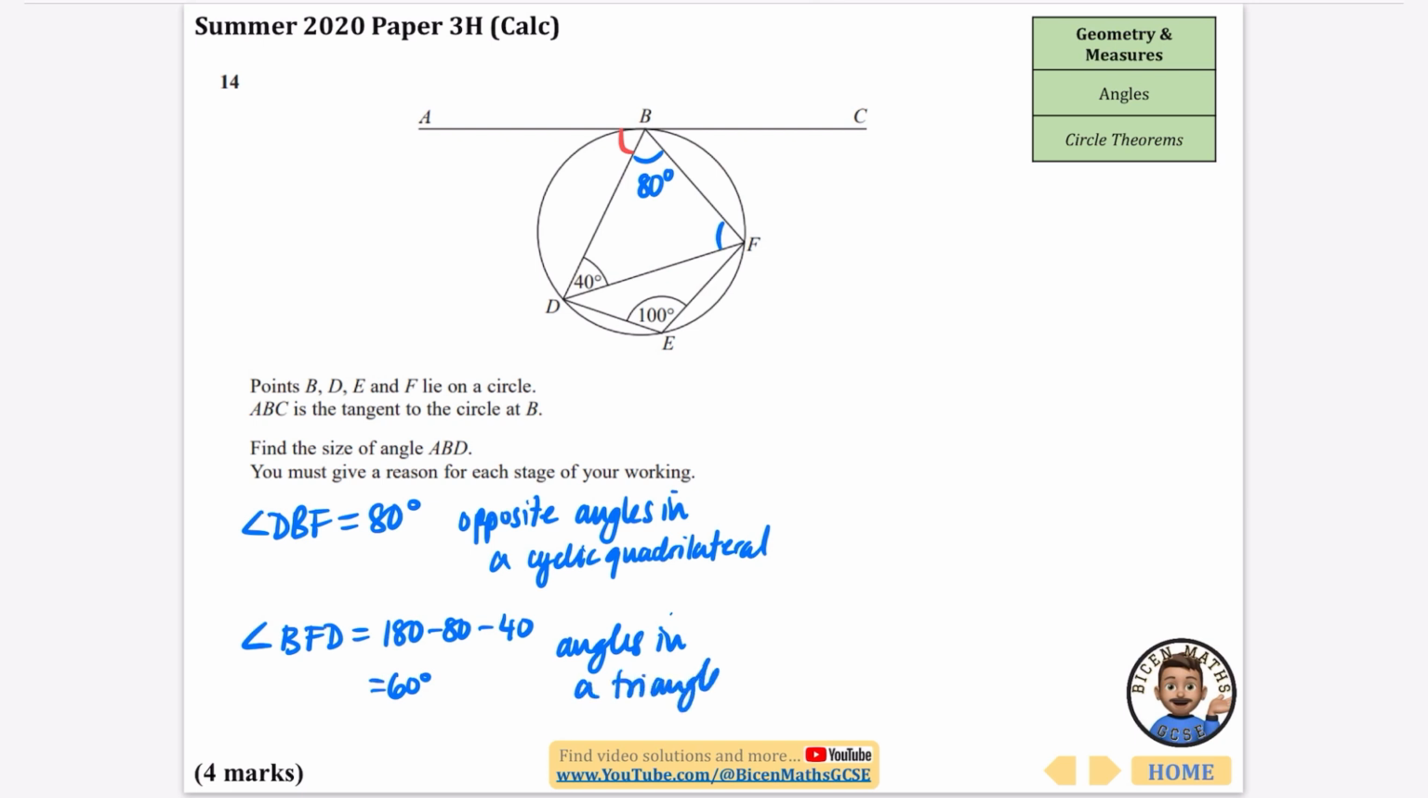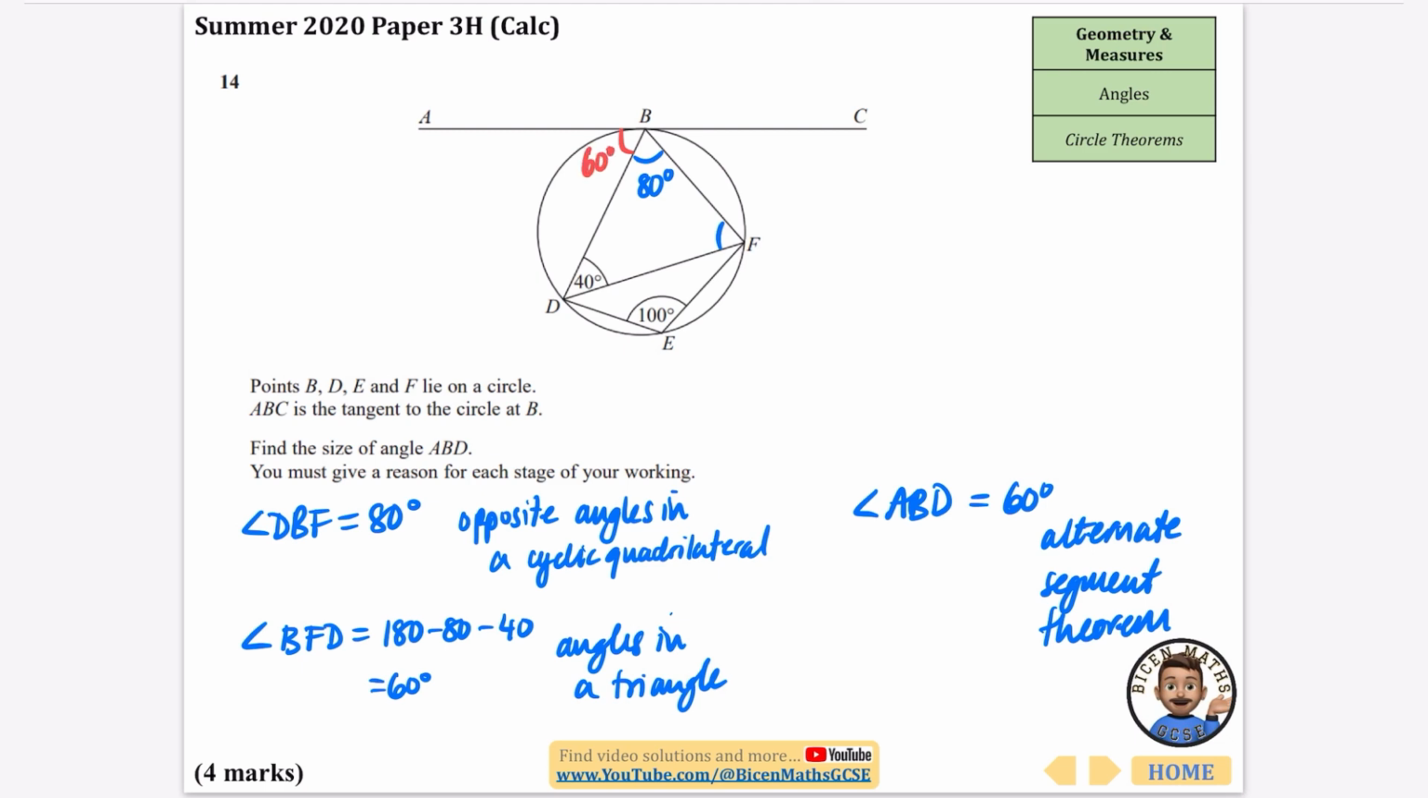And so the last one that we're going to have is just to say what angle ABD is. Angle ABD is equal to 60 degrees, and that's because of the alternate segment theorem. I don't even think we need the word theorem, but it should be there really. Let's have a look at what the mark scheme says. So we've got 60 degrees for our final answer.